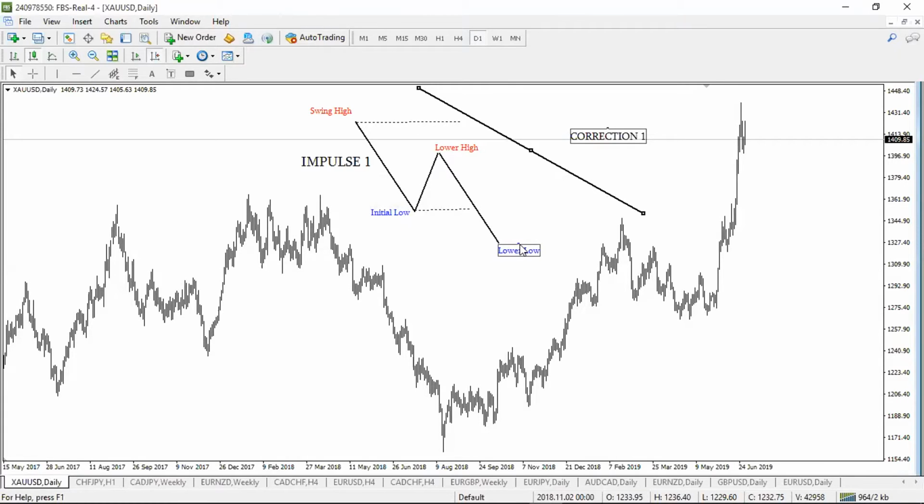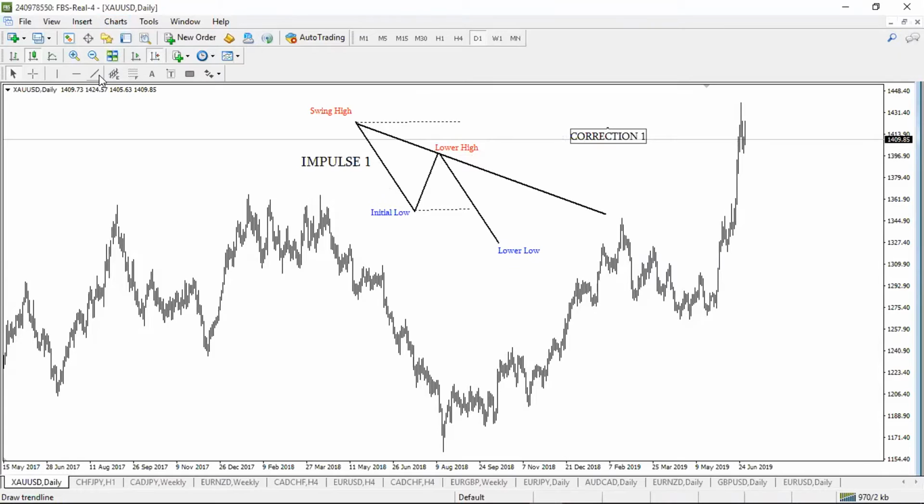these are usually called peaks. This is your corrective move, impulse, corrective move, impulse. So now you have a trend, because you have this high, this low, this high, this low. So a downtrend is a series of lower lows and lower highs.